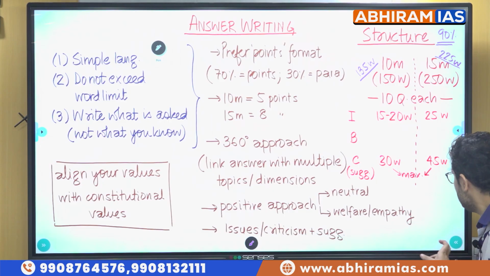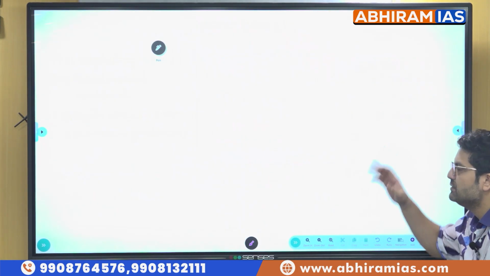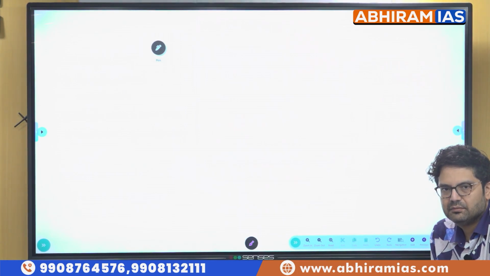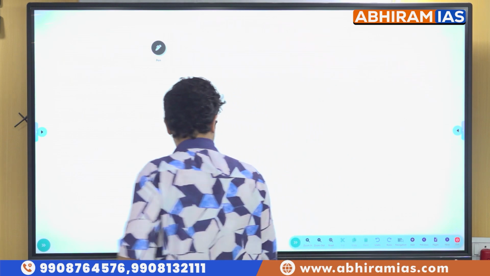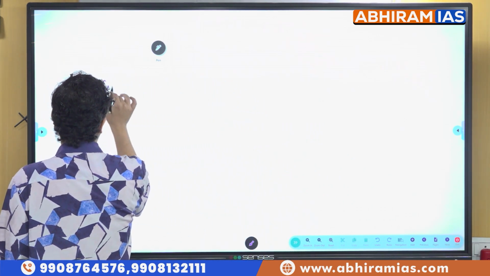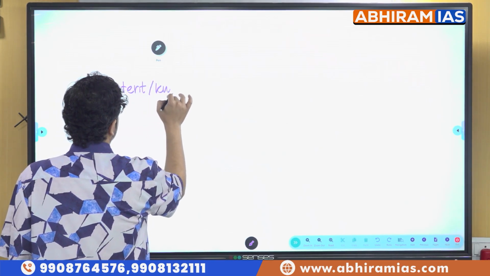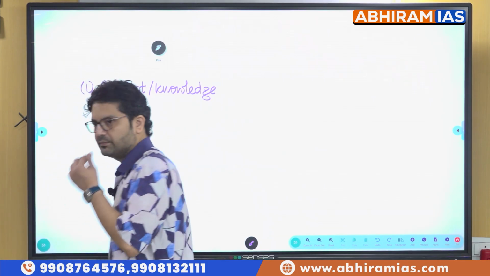Now, when you start writing your answer, there is an order in which we proceed. We strengthen our answer writing skill. This is the order. Always follow this order only. The first thing to work on is your content. Content means knowledge.